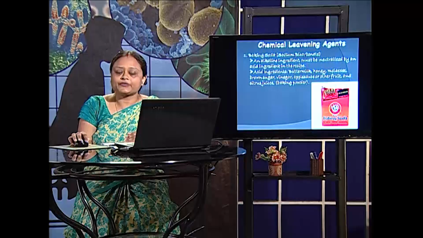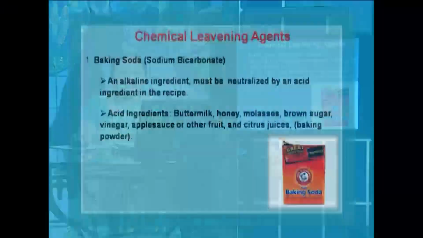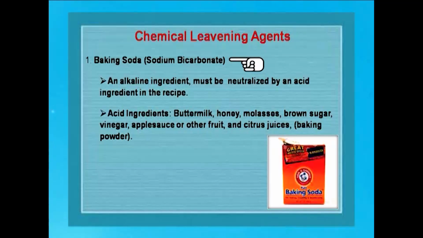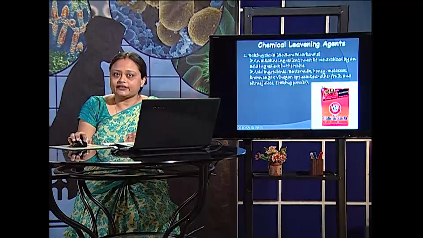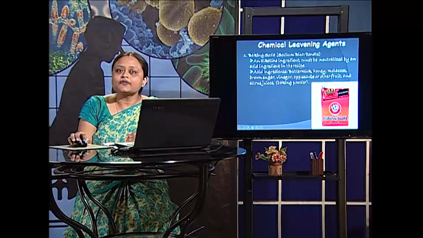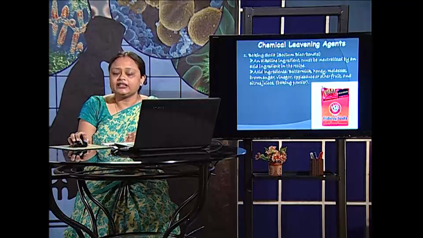Coming to the first one, that is baking soda, actually it is sodium bicarbonate and it is an alkaline ingredient. So it must be neutralized with an acid component. It can be buttermilk, honey or molasses. This will neutralize the sodium bicarbonate, the alkaline agent, otherwise bread will become bitter. So these 2 are combined together and then allowed to be used in the wheat flour for the leavening purpose.